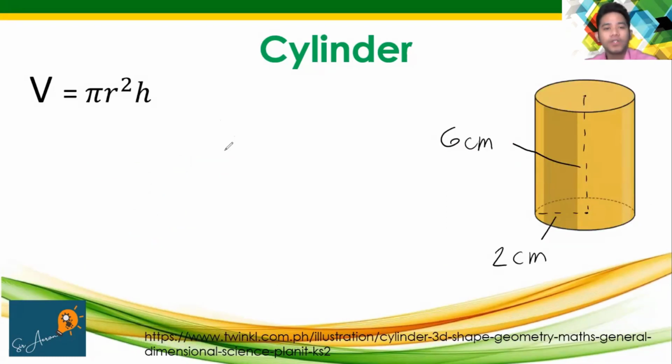Next, we are going to solve for the volume of cylinder. Okay, the formula for solving the volume of cylinder is pi r square h. So ang gagamitin nating value ng pi is 3 and 14 hundredths or 3.14.